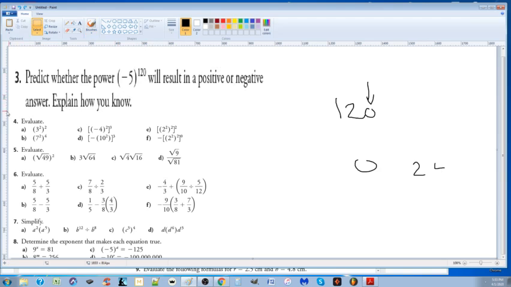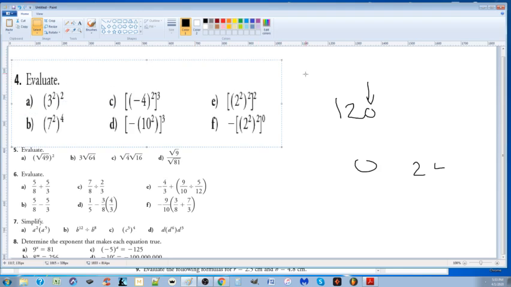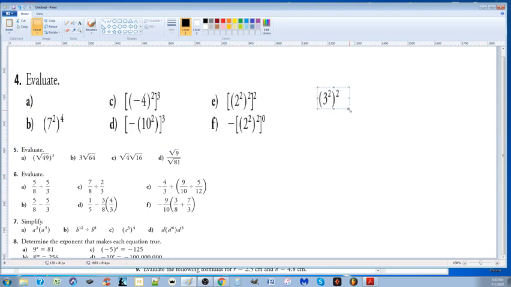Then let's move on to this one. They want us to evaluate these, and we're going to use some of the rules that we just followed. Okay. What is 3 to the power of 2 to the power of 2? Well, I've told you that when it's an exponent of an exponent, we multiply them. So it's going to be equal to 3 to the power of 4.